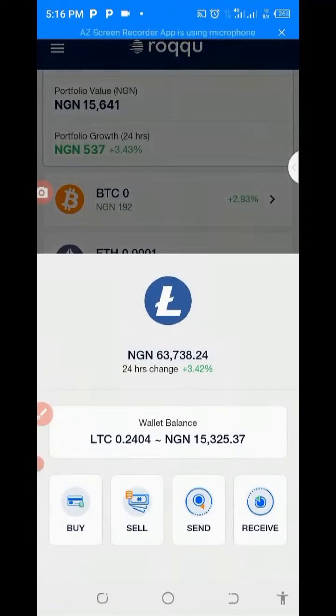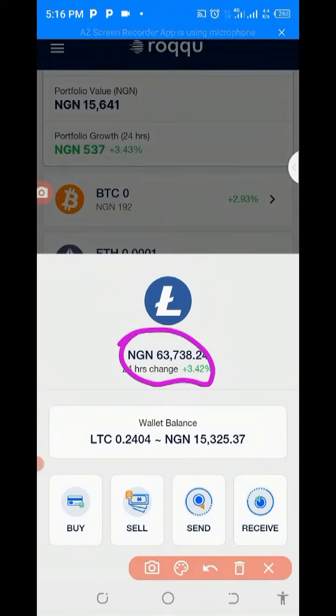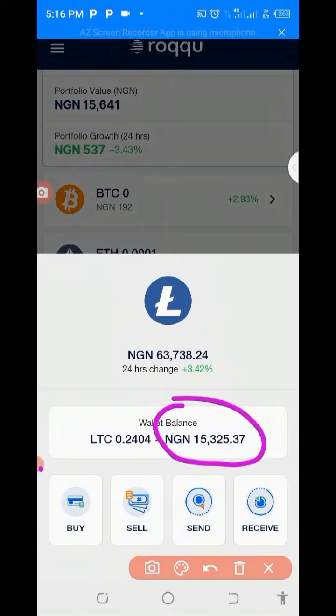So this is the total Litecoin. One Litecoin here is 63,738. As long as this thing is moving forward, tomorrow you might see it at 64,000. Definitely the 15,325 naira you see here will move up. So this is how you understand what we mean by crypto.